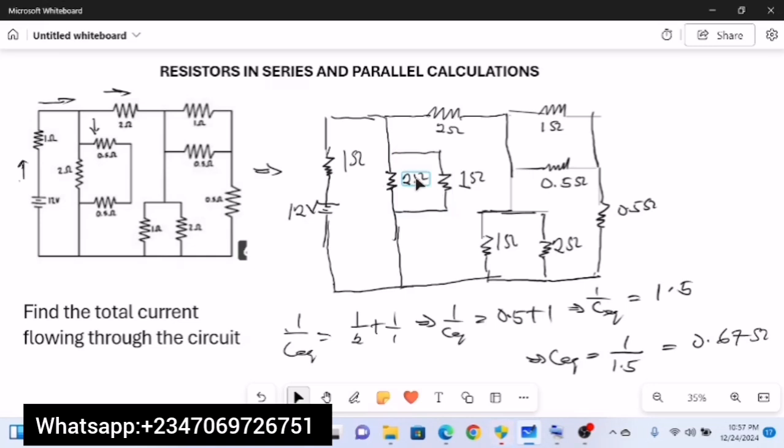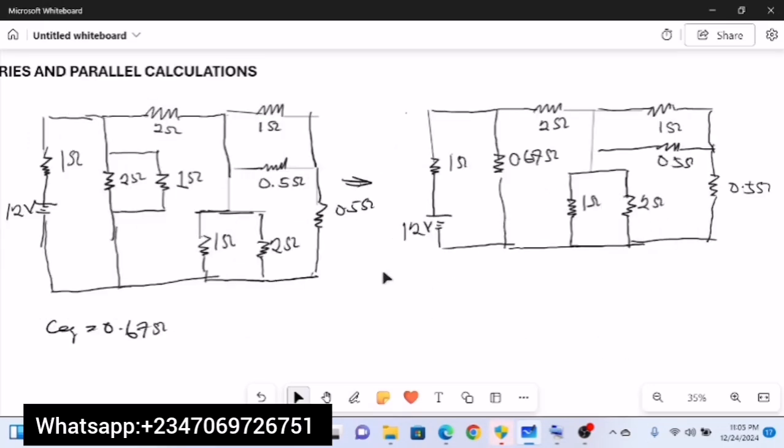So the circuit will now have a different look. Let's see what it looks like. After resolving these two resistors in parallel, we found the equivalent resistance to be 0.67. So the circuit breaks down to this. We have now a single line circuit here, 0.67. So it's now easier. We can now resolve between this and this.